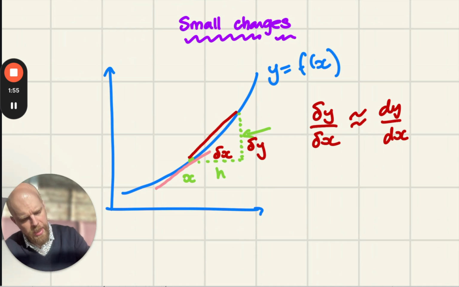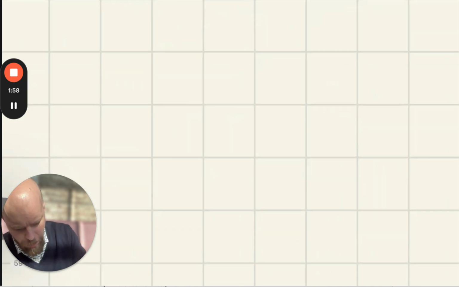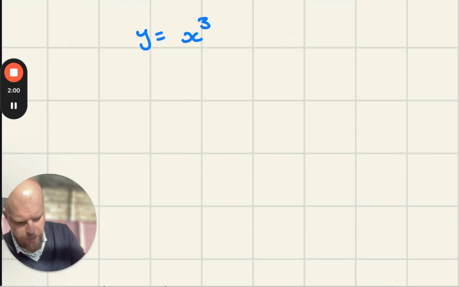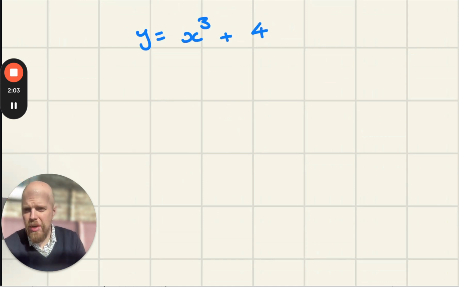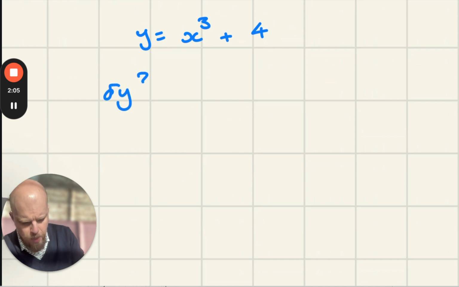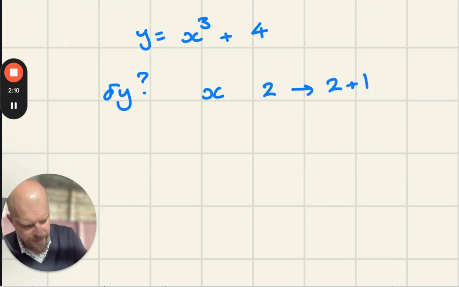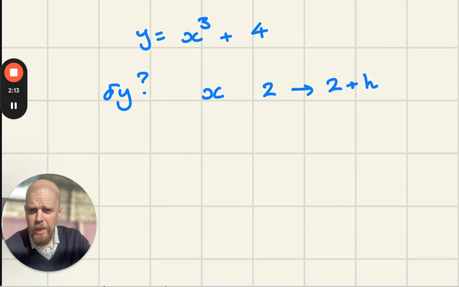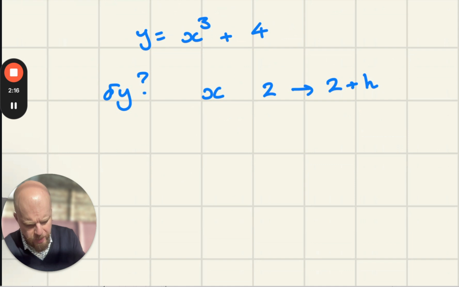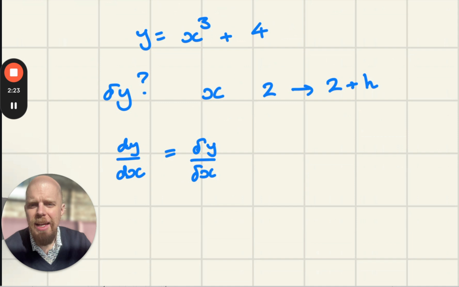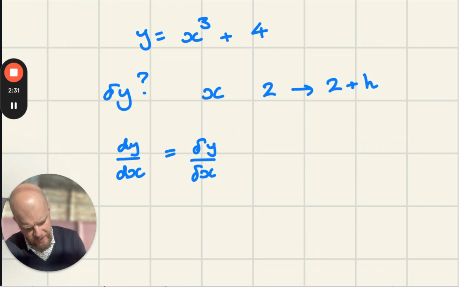Let's have an example. Let's say that we've got a function, y equals x cubed plus 4, and I want to know the change in y when x goes from 2 to 2 plus h, where h is small. And the question will say h is small. Now what we know is that dy by dx is delta y by delta x. Delta y being the change in y, that's what we want to find out. Delta x being the change in x, which obviously in this case goes from 2 to 2 plus h is h.